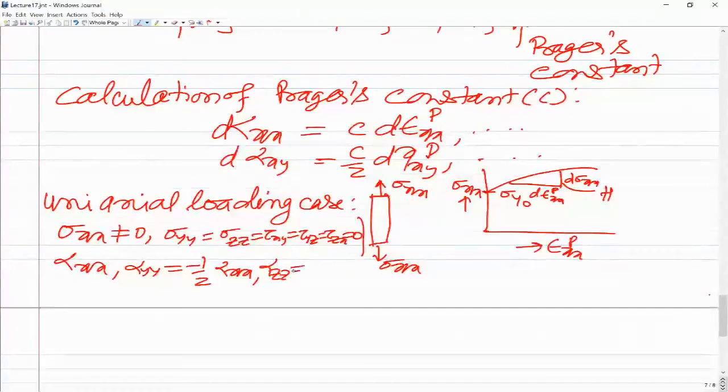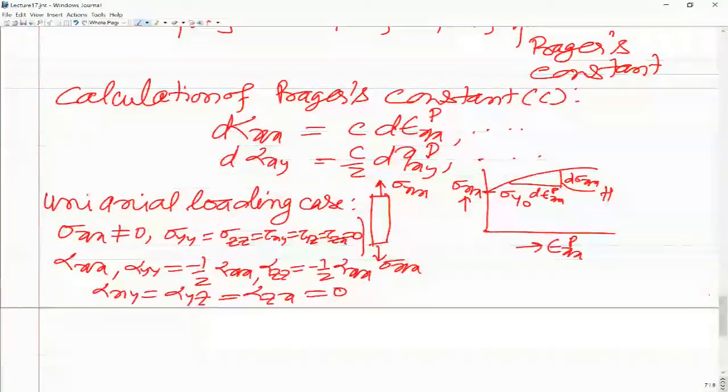So similarly alpha zz would be minus half of alpha xx, and of course alpha xy equal to alpha yz equal to alpha zx will be 0, because the corresponding strains gamma xy, gamma yz and gamma zx are 0. So the corresponding back stress will also be 0.